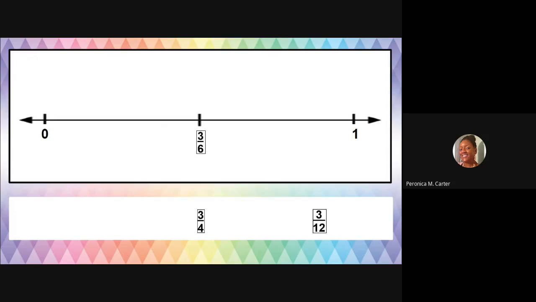If you had 3 of 4 parts, that means you almost have a whole, and that's going to be more than half because half of 4 is 2, and 3/4 is greater than 2/4. So that's going to be greater than half. Let's see where it goes. Exactly. Now we have 3/12. And remember, that's very tiny. That's a smaller portion of it, okay? So that's going to be smaller.